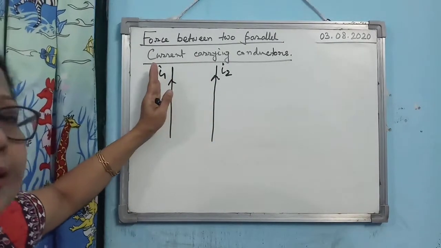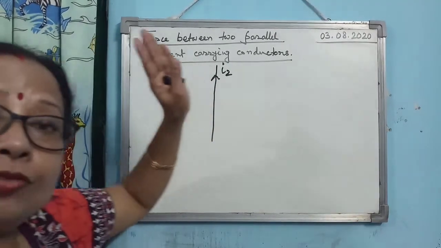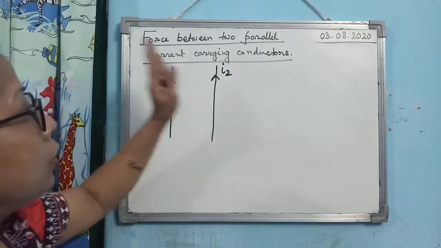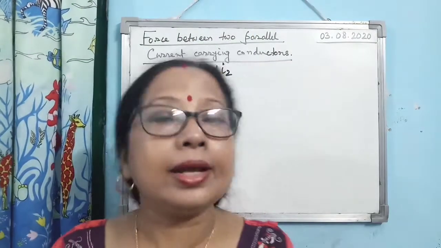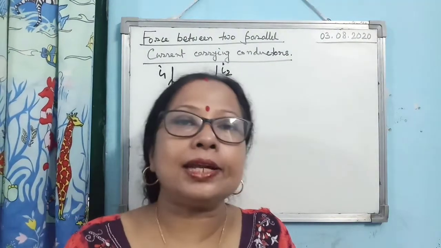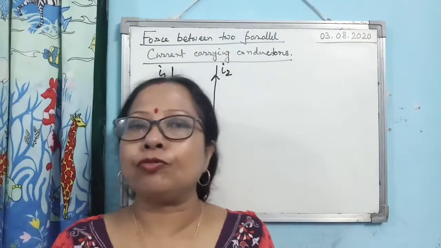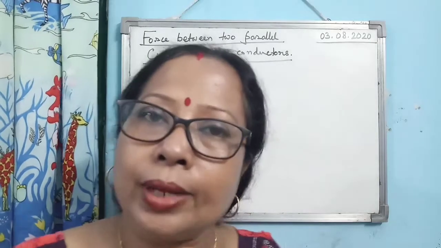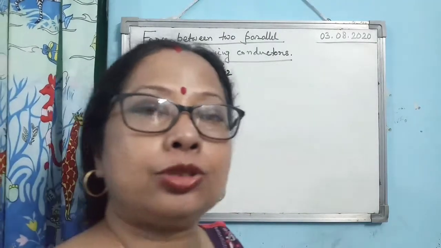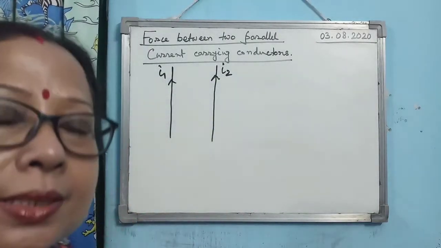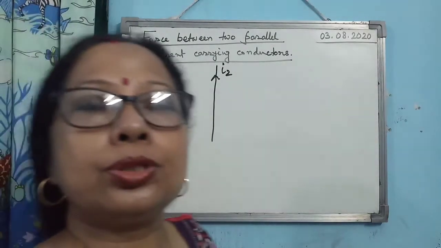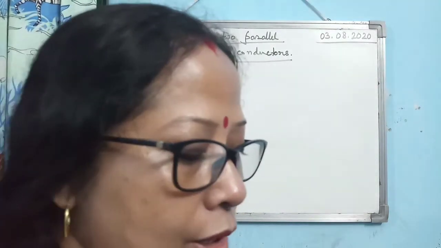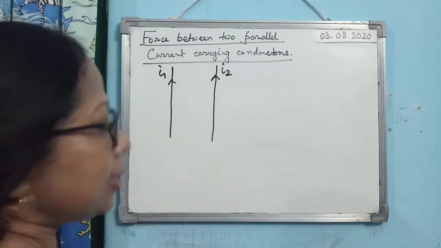Due to the current in the first conductor, one magnetic field will be created. Then due to the current through the second conductor, another magnetic field will be created. So these two magnetic fields will interact and apply force on one another. Now we will try to find out the force experienced by one conductor due to the other.